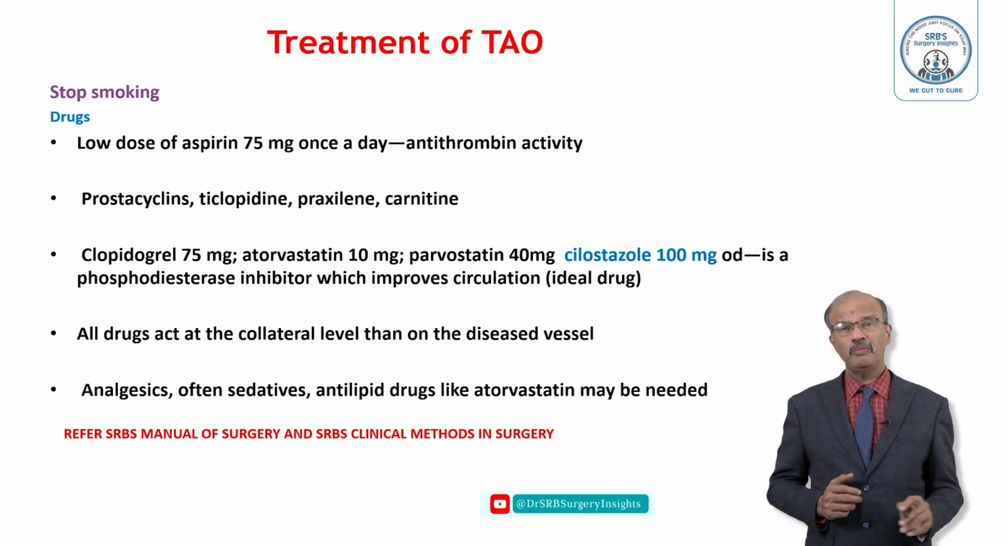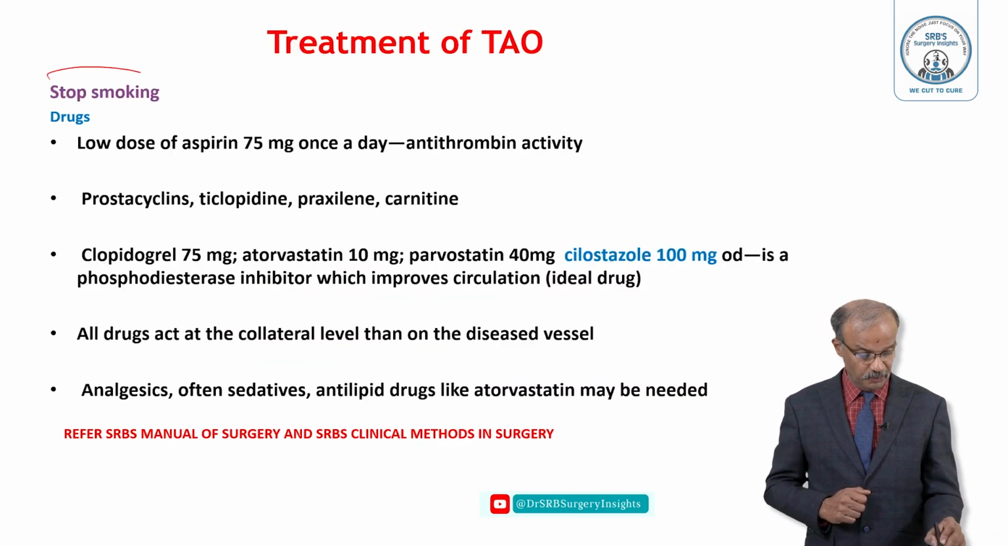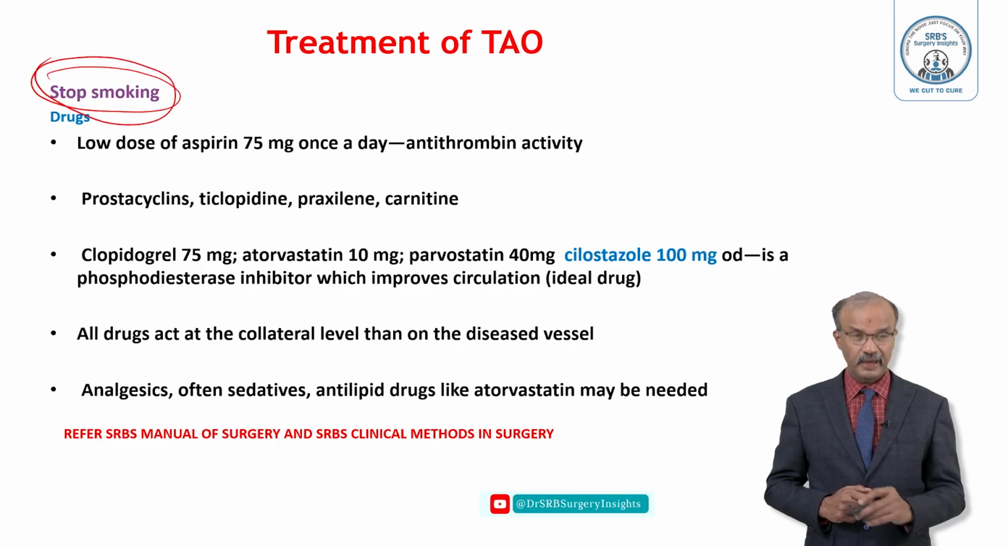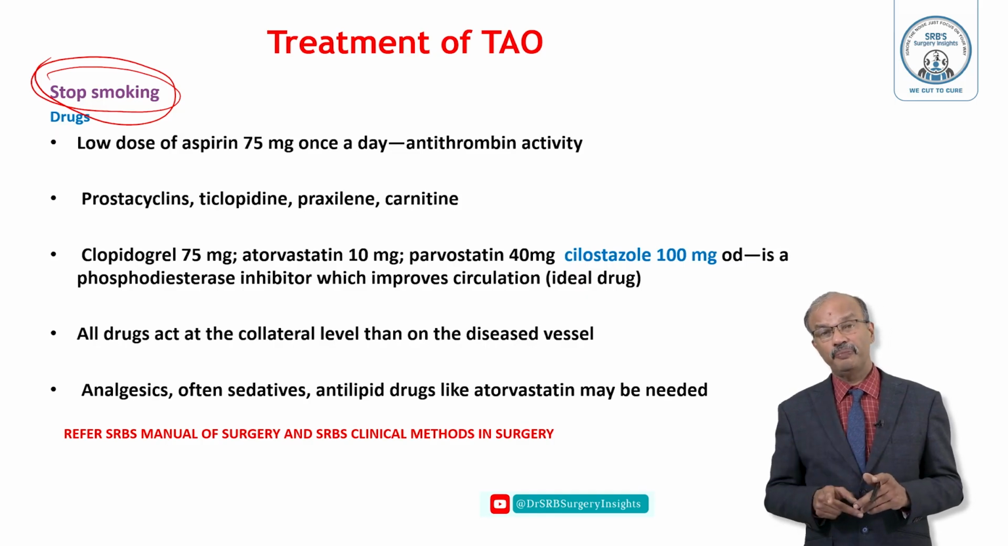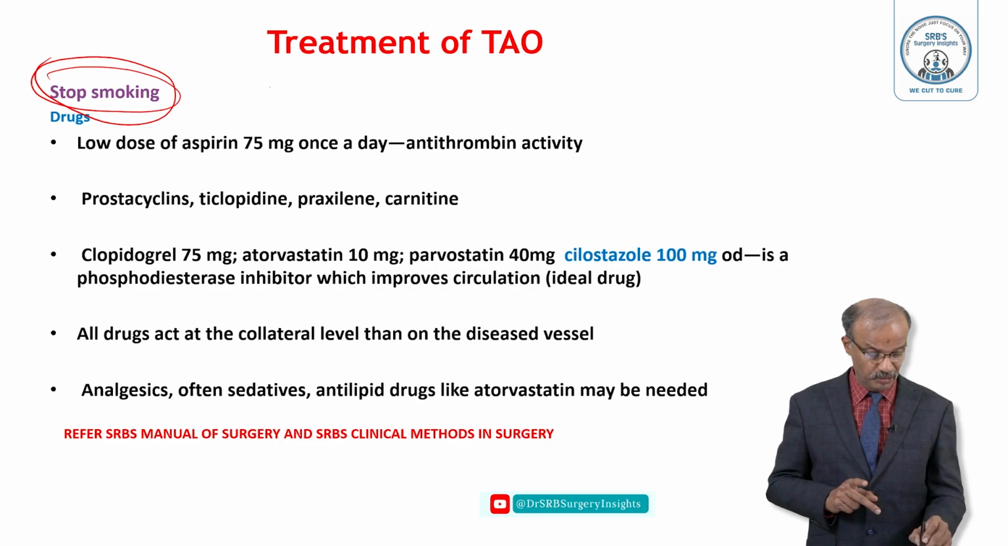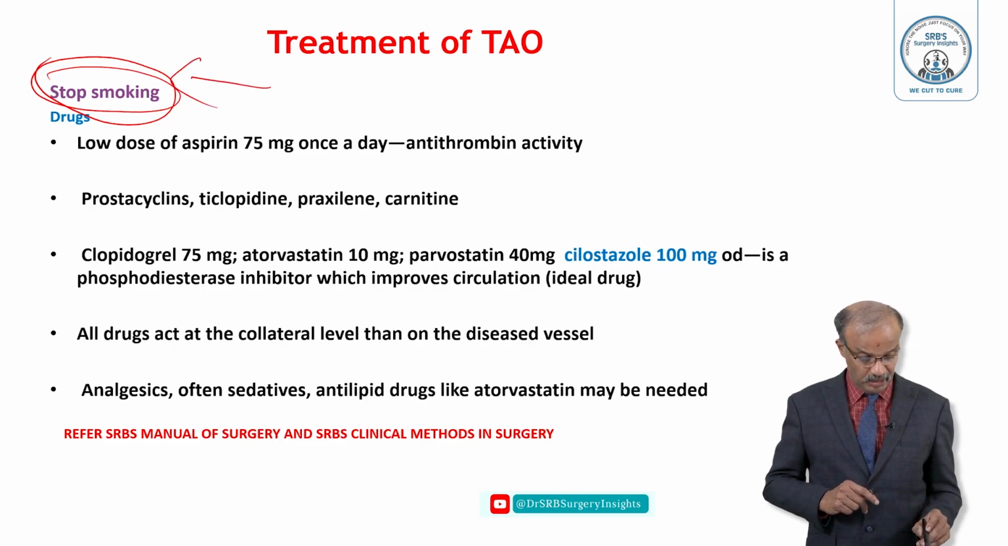So in treatment, the most important thing is stop smoking, stop smoking. Either you will have a smoke or a limb. You cannot have both. If you don't stop smoking, you will lose the limb. If you want to have a limb, you have to stop smoking. That is the most important thing you have to remember.